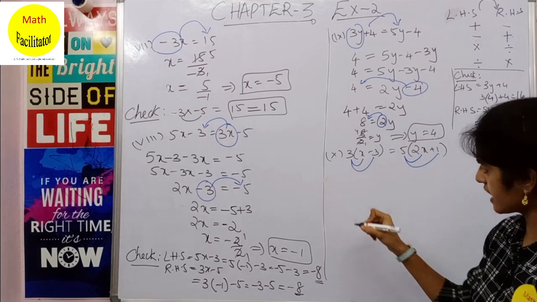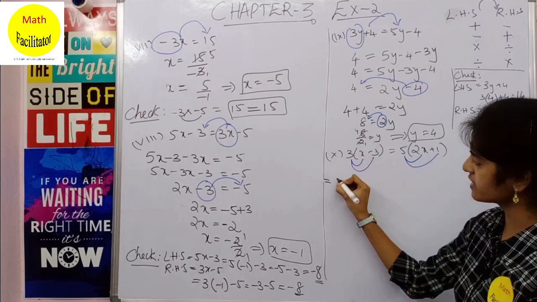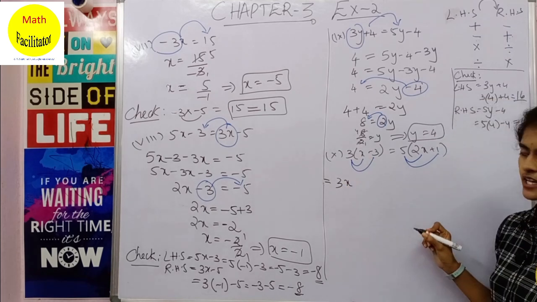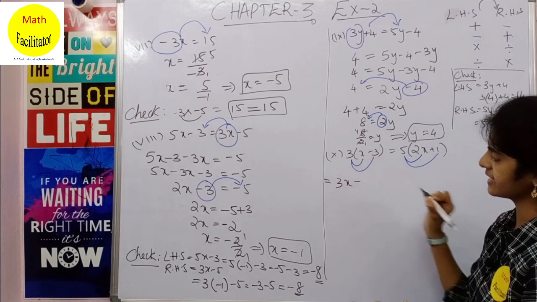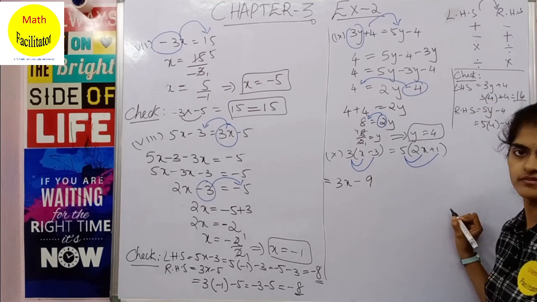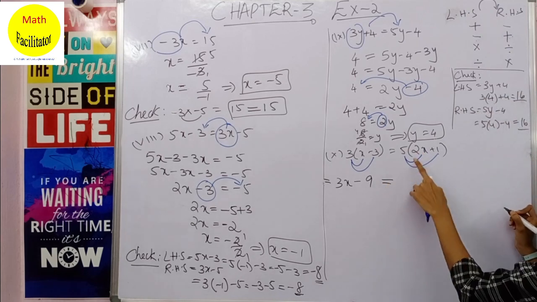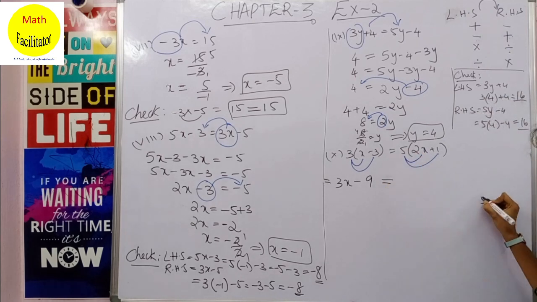So how will you write now? This is nothing but, now 3 multiplied by x gives you 3x. You have a minus sign in between, write it. 3 multiplied by 3 gives you 9. Simple, finished. You have equal to in between, write it. Now 5 multiplied by 2x. 5 multiplied by 2x. What will you do?